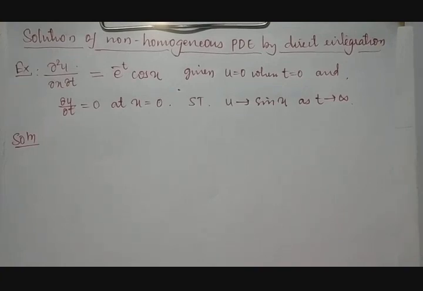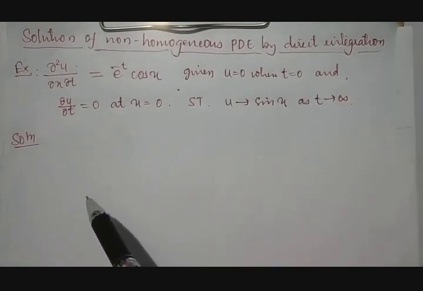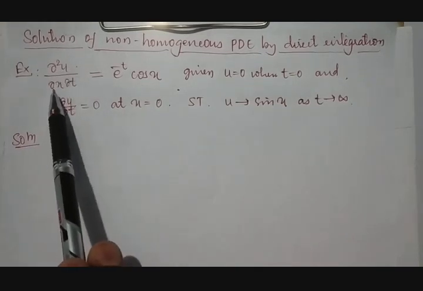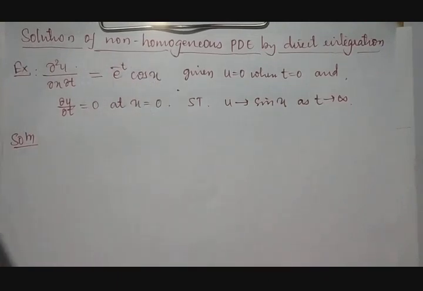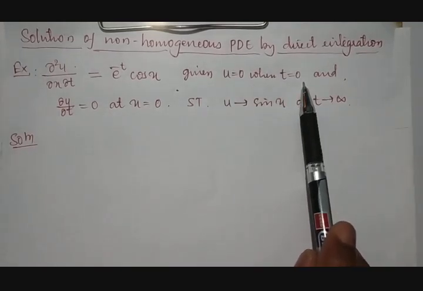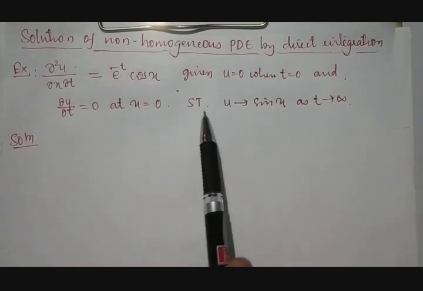Let us discuss one example on solution of non-homogeneous partial differential equation by direct integration method. The example is ∂²u/∂x∂t = e^(-t) cos x, with the given conditions: u = 0 when t = 0, and ∂u/∂t = 0 at x = 0.